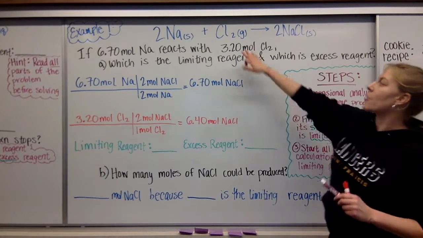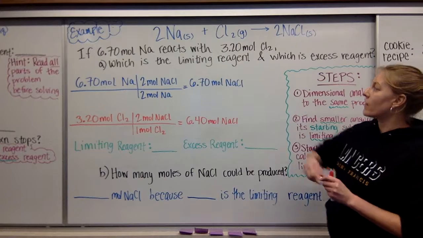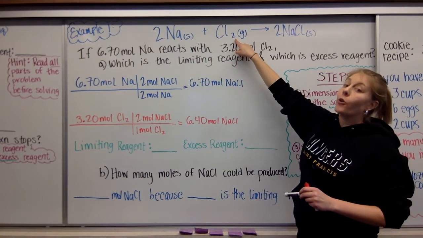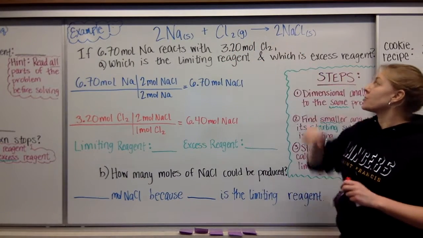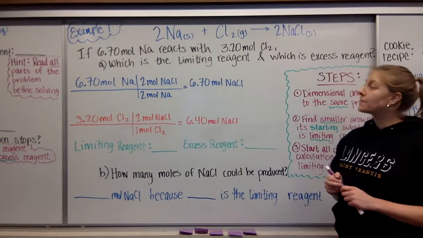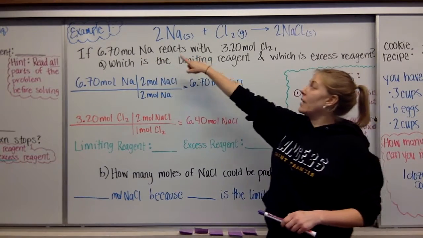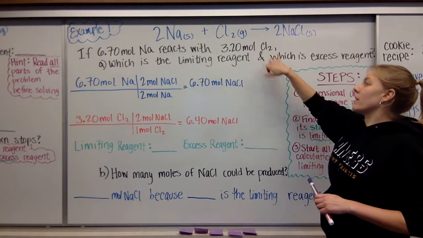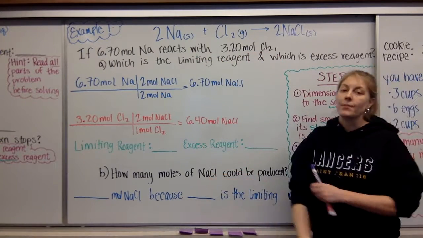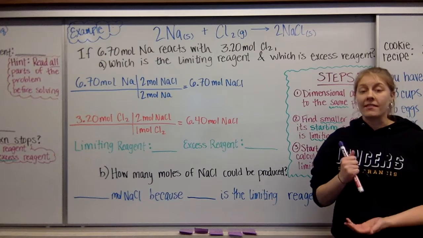All right, so here's our reaction. We have 2 moles of sodium reacting with 1 mole of chlorine gas to produce 2 moles of sodium chloride. Now, if I have 6.70 moles of Na reacting with 3.20 moles of Cl2, which one is a limiting reagent and which one is excess?